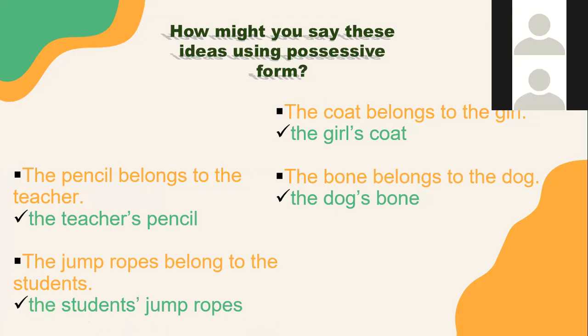Bravo. So when you want to express possessive, you start with the owner, then you put the thing that belongs to this owner. The girl's coat, the dog's bone, the teacher's pencil, the student's jump rope. But notice something, guys, that in the first three examples, we added apostrophe, then S. But in the last one, we put S, then apostrophe. Why? You can tell me why if you can figure it out. Notice the difference between the owners: teacher, students, dog, girl.